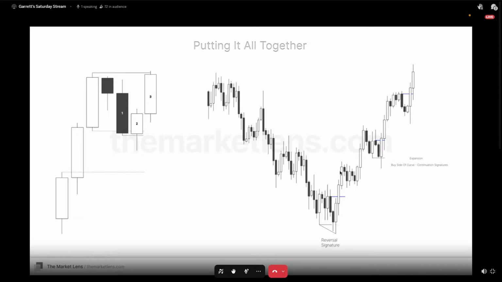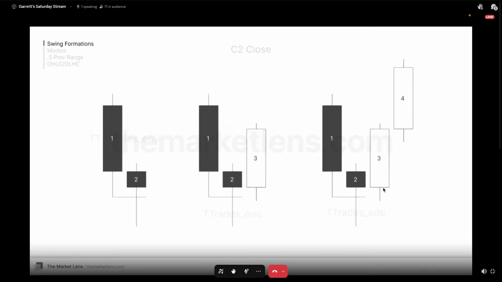And once we expand away from the reversal signature, we're obviously trading expansion candles away from that. And within that, we want to see continuation signatures, right? We want to see shallow retracements on our way to the drawn liquidity. We want to see consolidations, shallow retracements, rejecting lows, opposing candles supporting price, fair value gap supporting price, etc., right?